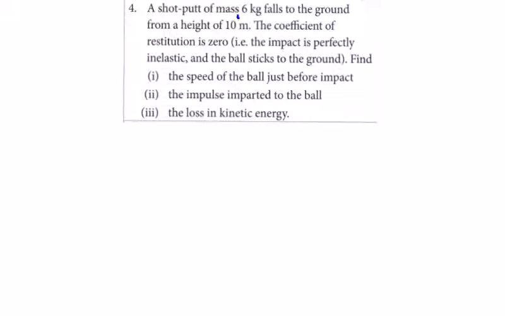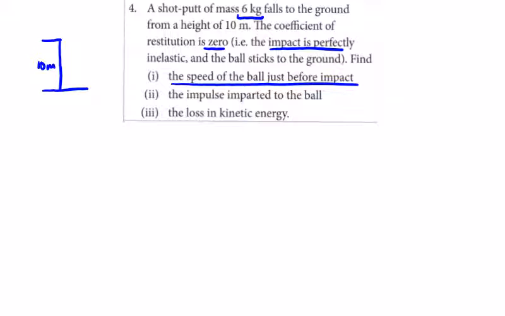A shot put of mass 6 kilograms falls to the ground from a height of 10. Here we have it, falling from a height of 10 to the ground, 10 meters. Coefficient of restitution 0. Impact is perfectly inelastic. Ball sticks to the ground. Find the speed of the ball just before impact.